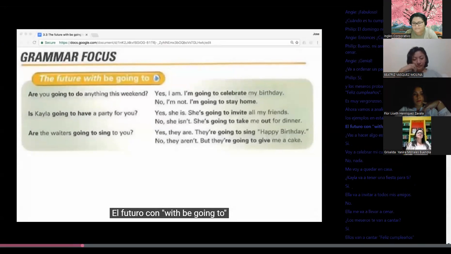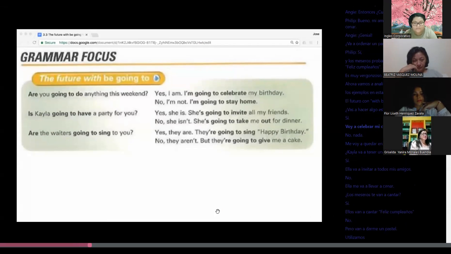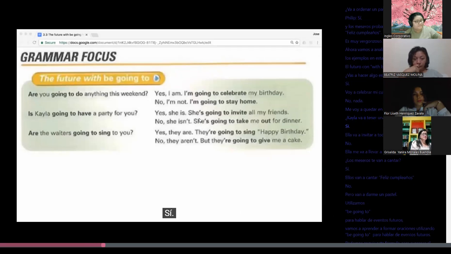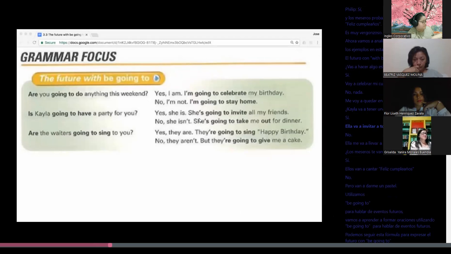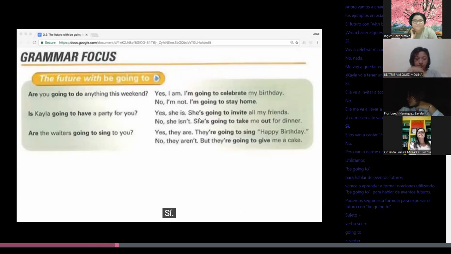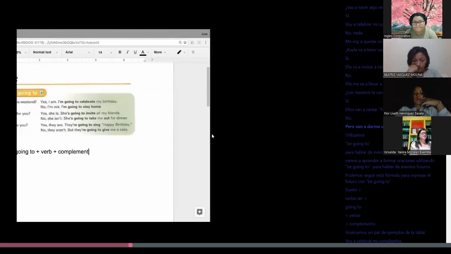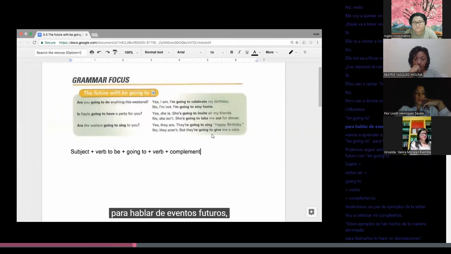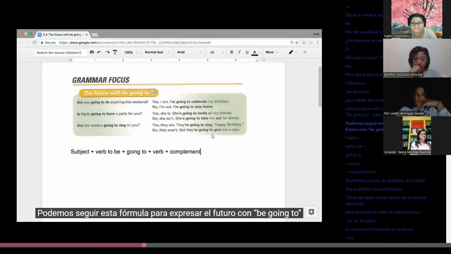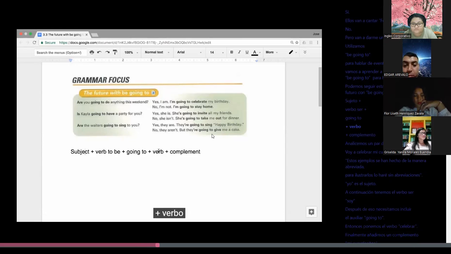Now let's analyze the examples from the chart. The future with be going to. Are you going to do anything this weekend? Yes, I am. I'm going to celebrate my birthday. No, I'm not. I'm going to stay home. Is Kayla going to have a party for you? Yes, she is. She's going to invite all my friends. No, she isn't. She's going to take me out for dinner. Are the waiters going to sing to you? Yes, they are. They're going to sing happy birthday. No, they aren't. But they're going to give me a cake. We use be going to talk about future events. Let's learn to form statements using be going to talk about future events. We can follow this formula to express the future with be going to. Subject plus verb to be plus going to plus verb plus complement.